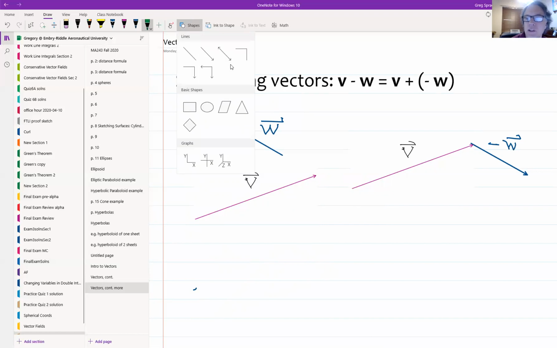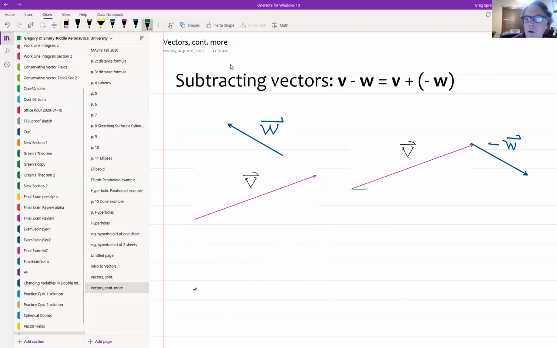Now I'll sketch v minus w. Okay, so that is v minus w, which is the same thing as v plus negative w. Okay, so that's how you subtract vectors graphically.